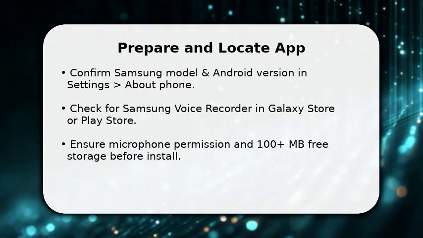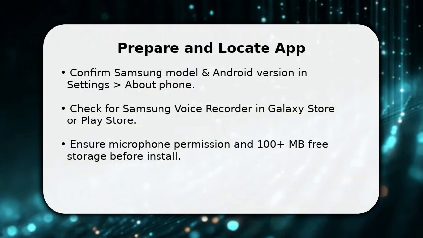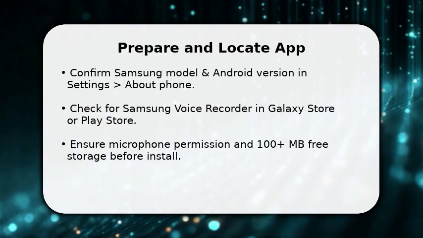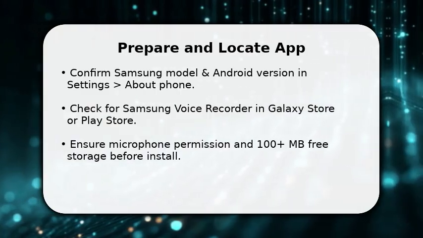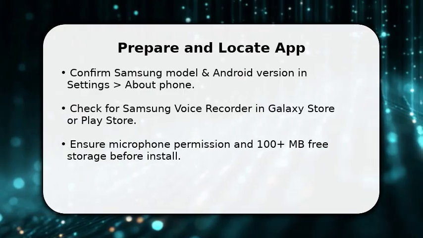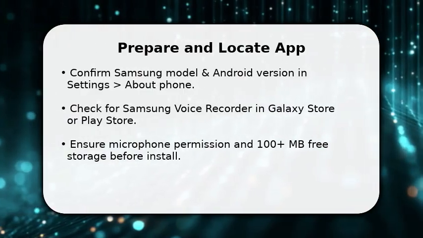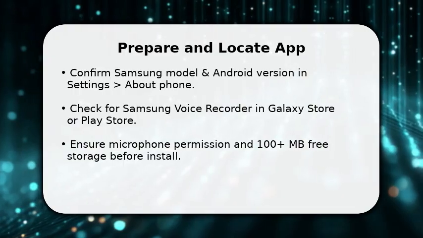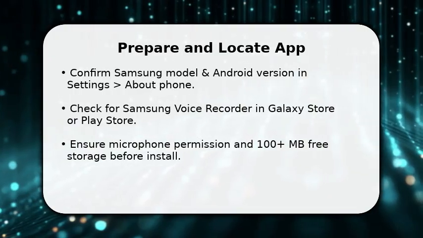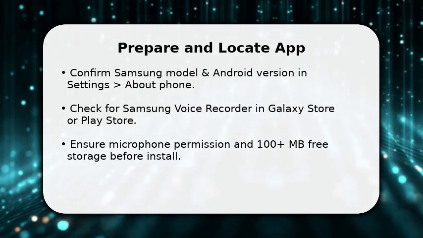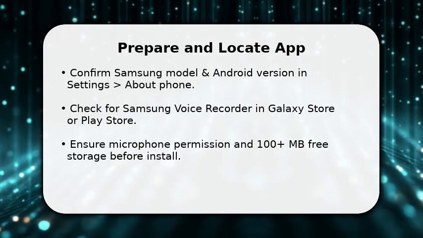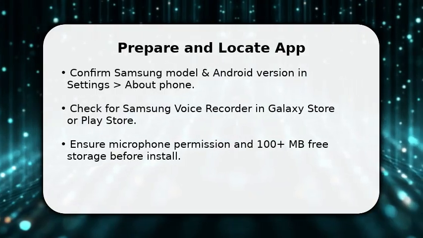You start by confirming your device and OS so you install the correct app version. Open settings, about phone, and note model and Android level. Once done, open Galaxy Store or Play Store and search Samsung Voice Recorder. If the app is unavailable, use Samsung Notes or a third-party recorder. Make sure you have microphone permission ready and at least some free storage. That prevents installation and recording failures.